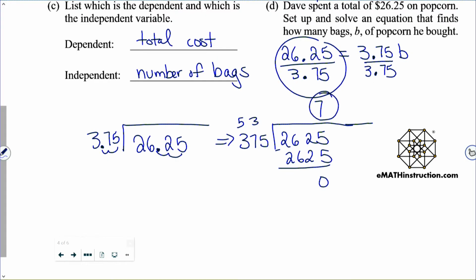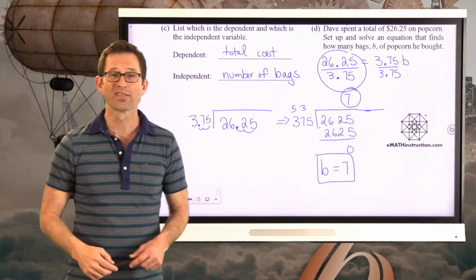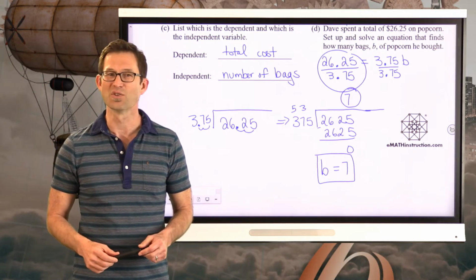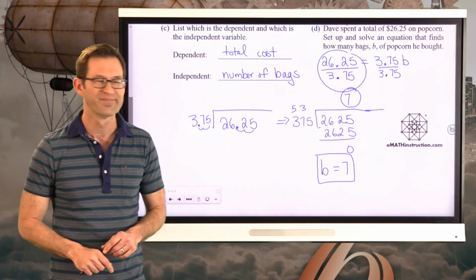And there it is. So B is equal to 7. Dave bought 7 bags of popcorn. Dave's a good person. Takes the kids to the movies, right? And there's a lot of kids he took. 7 kids, or maybe 6 kids, and then he bought a bag of popcorn for himself.